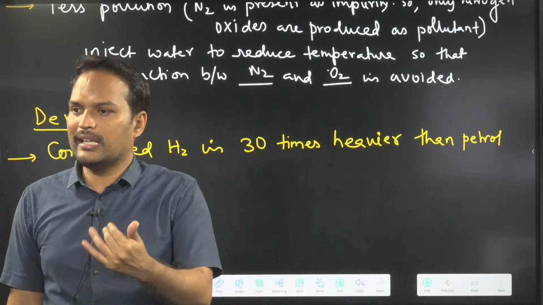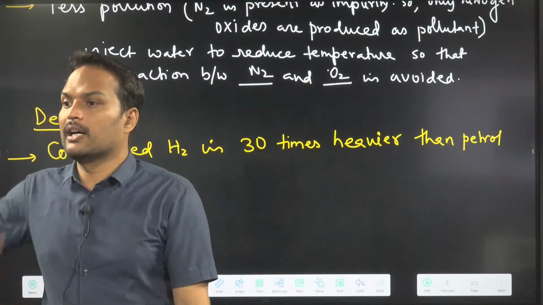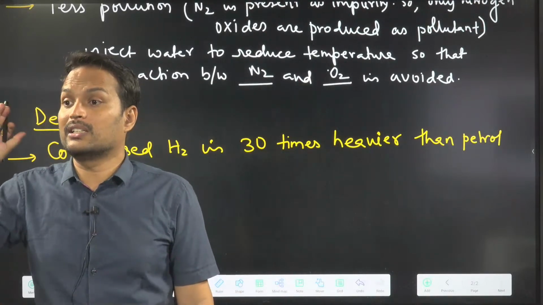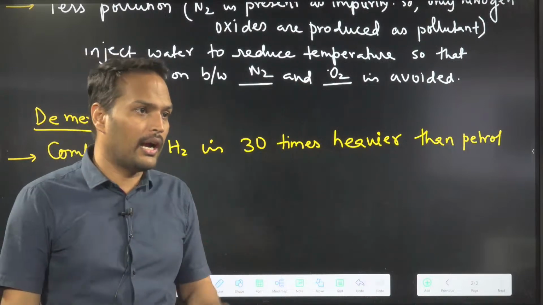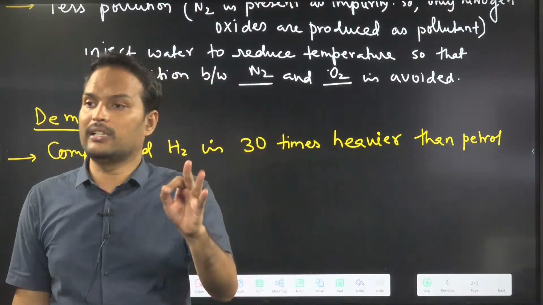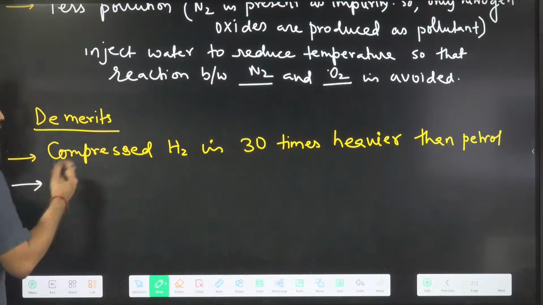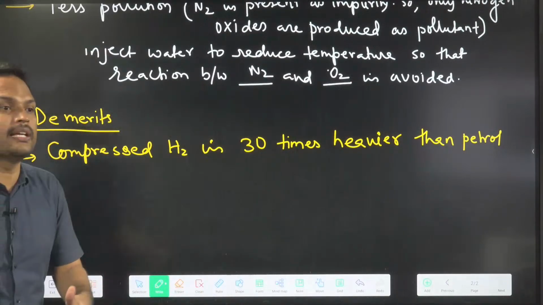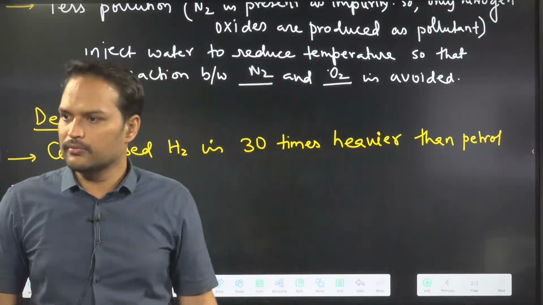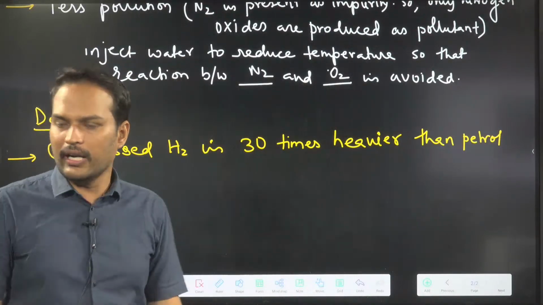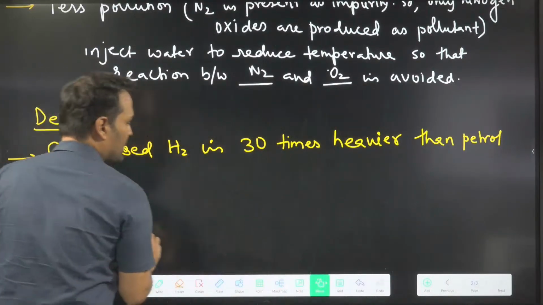So if you want equivalent energy, the other tanker will be 30 times heavier. Hydrogen tanker is 30 times heavier. ठीक है? Then they will say, ठीक है, no problem, then convert into liquid and then take. So correct. Girish is saying correct.